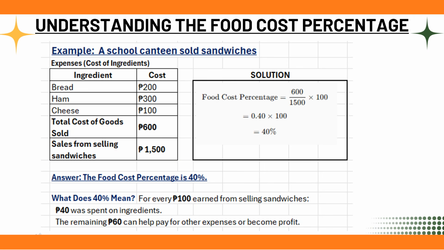Example number 1. A school canteen sold sandwiches. The total expenses or cost of ingredients is 600 pesos. The total sales is 1,500 pesos. Solution: 600 over 1,500 times 100 is equal to 40%. The food cost percentage is 40%. What does 40% mean? For every 100 pesos earned from selling sandwiches, 40 pesos was spent on ingredients. The remaining 60 pesos can help pay for other expenses or become profit.